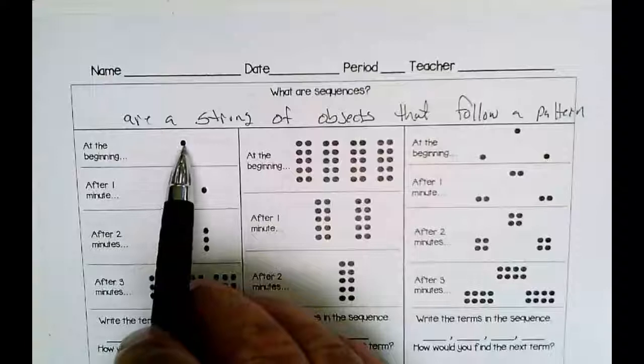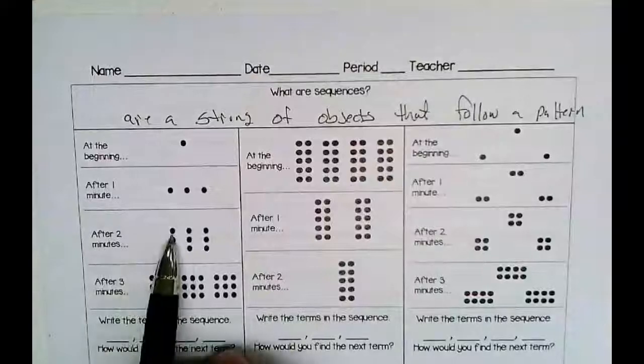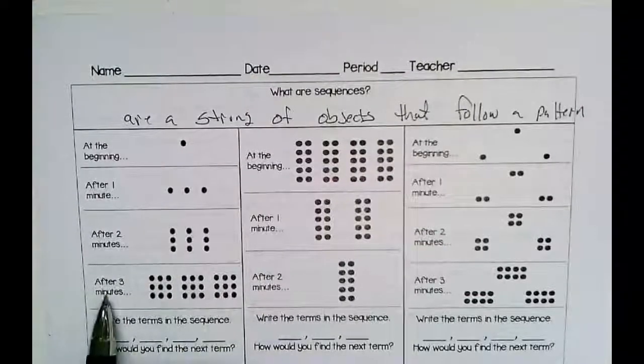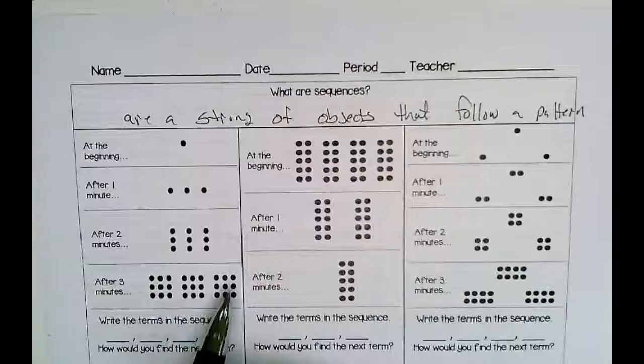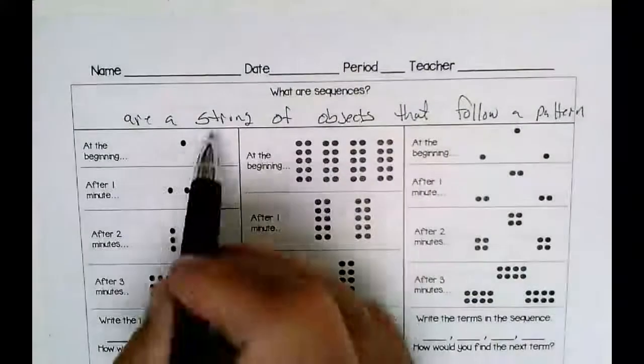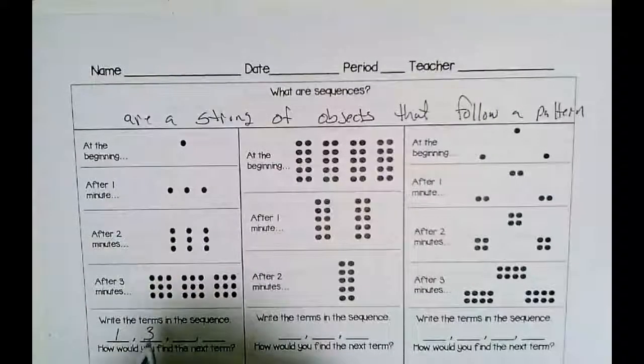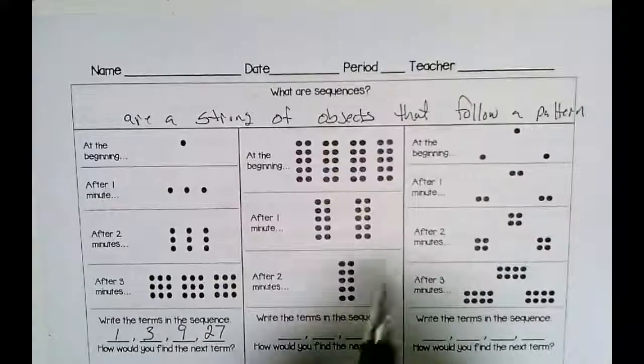So our first term, our first had 1 dot. After a minute, we had 3 dots. After 2 minutes, we had 9 dots. And after 3 minutes, we had 27 dots. So what are the terms in this sequence? 1, 3, 9, and 27.